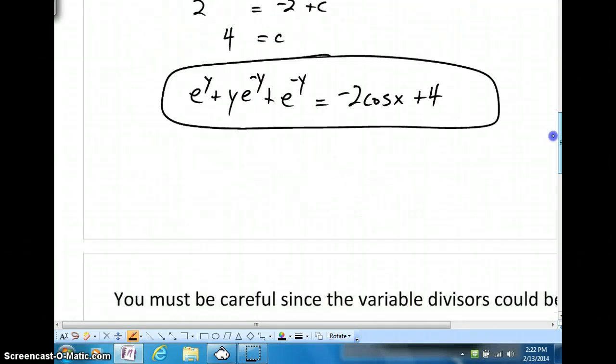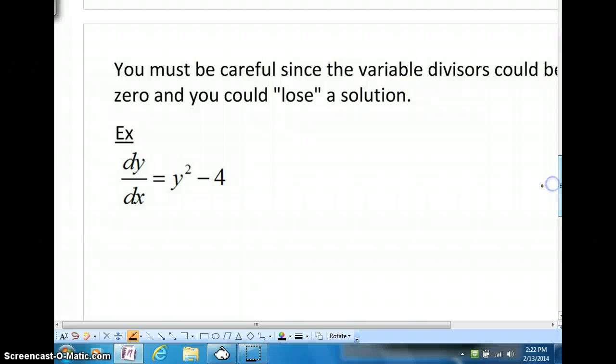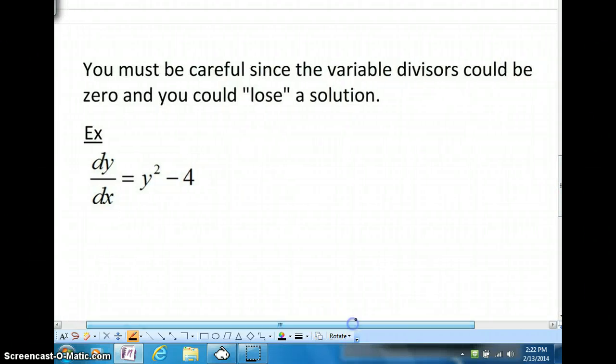Uh-oh. What about on the back? Here's something that's a little bit more thought-provoking. Look at this. It says, you must be careful since the variable divisors could be 0, you could lose a solution. Oh my goodness. Lose a solution? This doesn't seem to be anything that looks menacing. I hope none of us would think that.